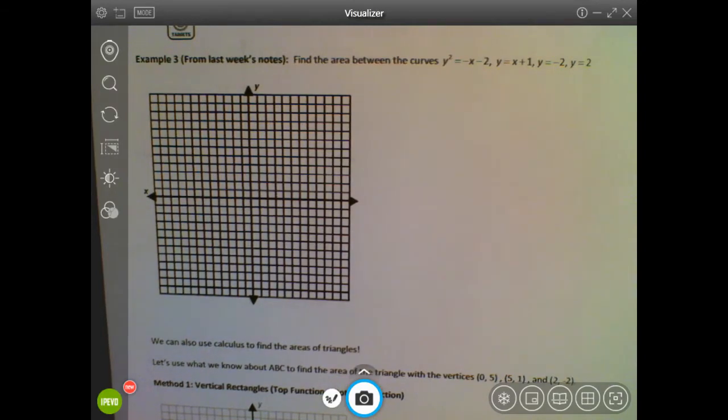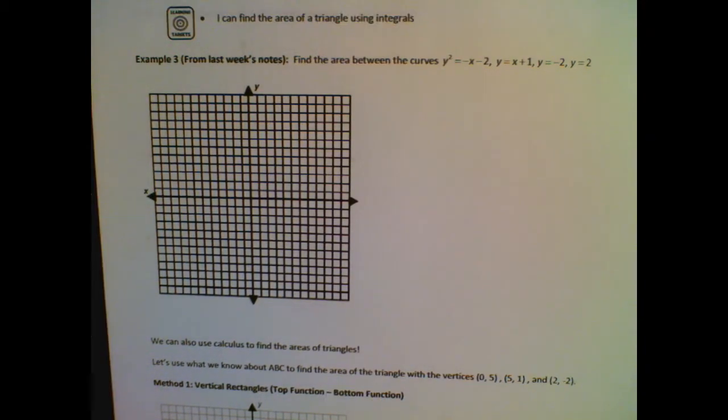Hi, everyone. I just wanted to wrap up our lesson on area between curves. I want to start with the example that we didn't get to on last week's notes, and then we'll look at a method to find the area of triangles using the ABC that we've been talking about, and I'll show you two methods on how to do that.